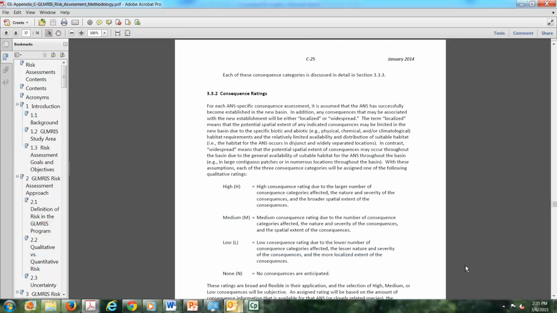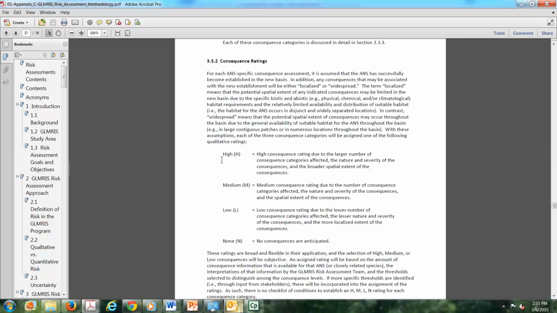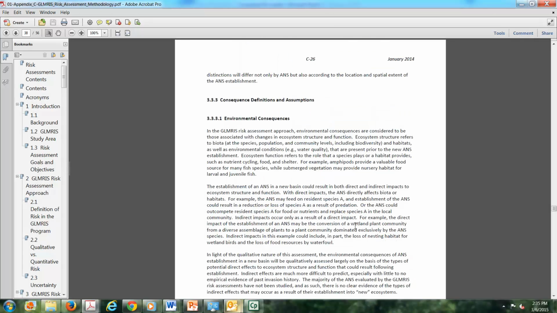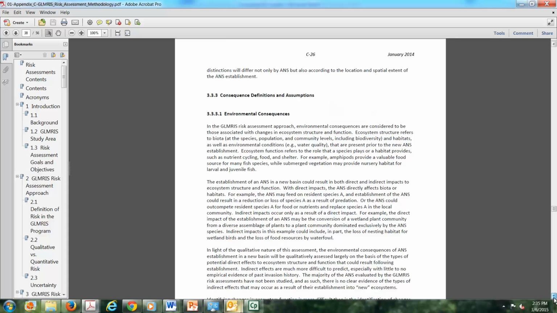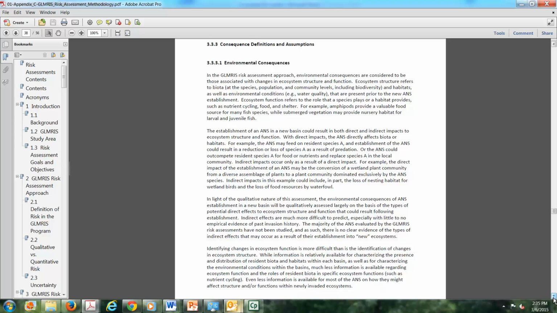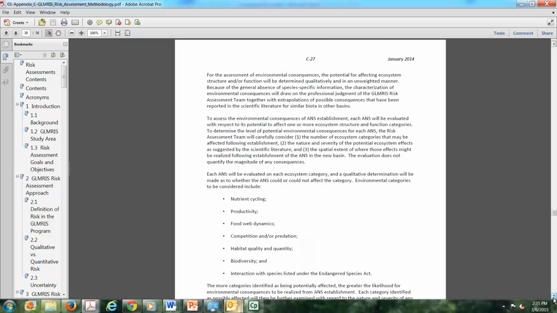If we were to scroll down through here, and I'm going to go very quickly through, you would see that for each species there would be a qualitative rating of the consequences, from high through medium and low to no consequence at all. These ratings would be assigned based on the available evidence and literature. And you can see here in the risk assessment methodology, there is a significant discussion of the nature of these different consequences.